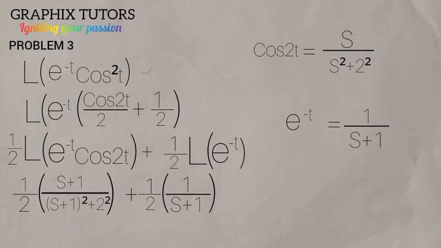So this is what we call the first shifting theorem. Whenever you are seeing the e multiplying any other function, right? So in our next video, we'll be looking at where t is multiplying any other function.